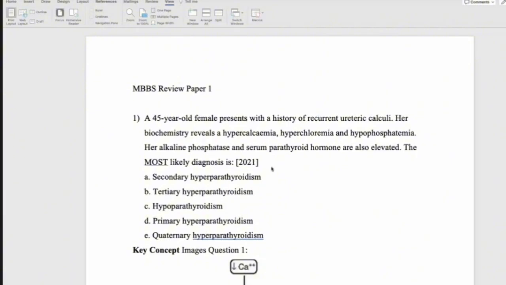So I'm going to read the question, and then I'm going to give you guys some time to skim through the answer options. Then we're going to go through it, right? So let's look at the first question. And the first question says, there's a 45-year-old female who presents with a history of recurrent ureteric calculi. Her biochemistry reveals a hypercalcemia, hyperchloremia, and hypophosphatemia. Her alkaline phosphatase and serum parathyroid hormone are also elevated. And then the question asks, what's the most likely diagnosis?